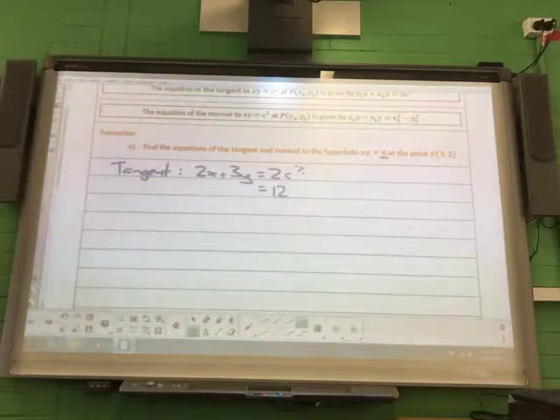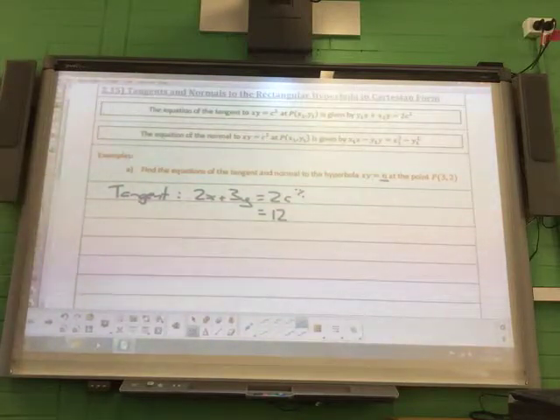Actually, that does not look very good. Why isn't that consistent? 2c squared, y1, x1 y.